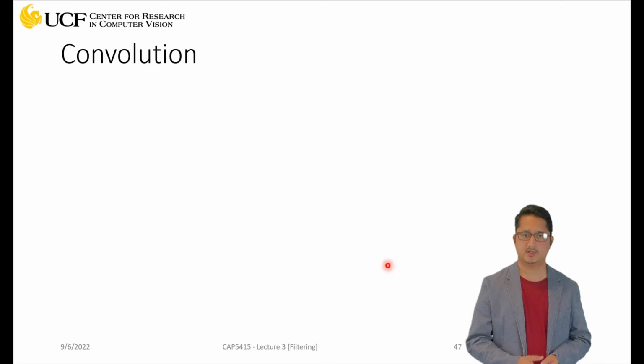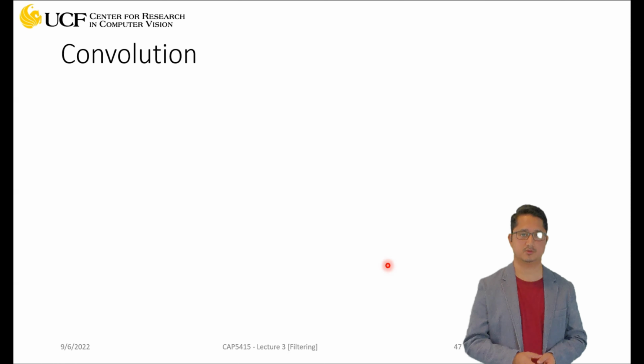The second way to represent filtering is convolution. And you might have heard of convolutional neural networks. We're going to study that in this course in great detail.